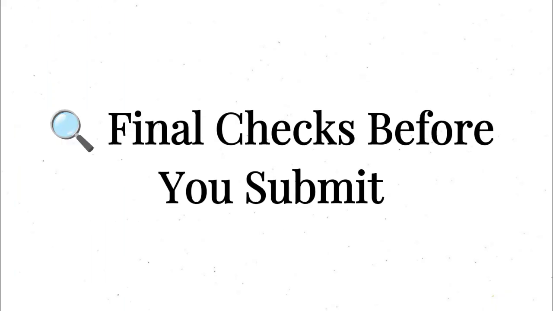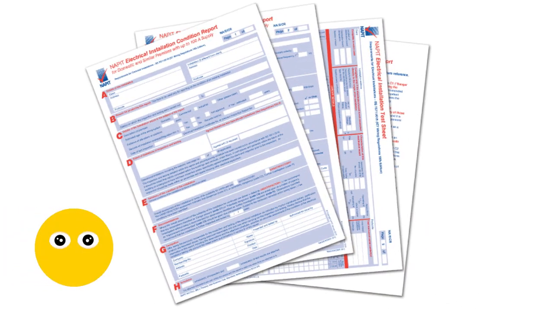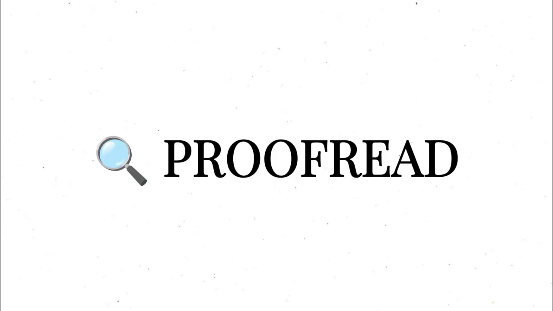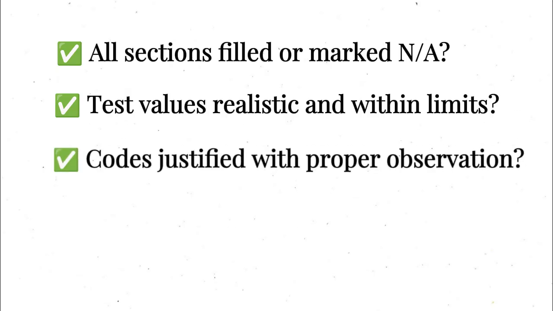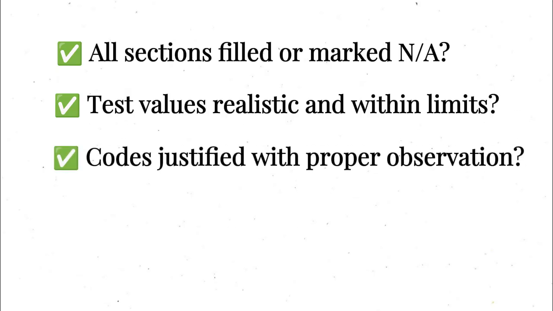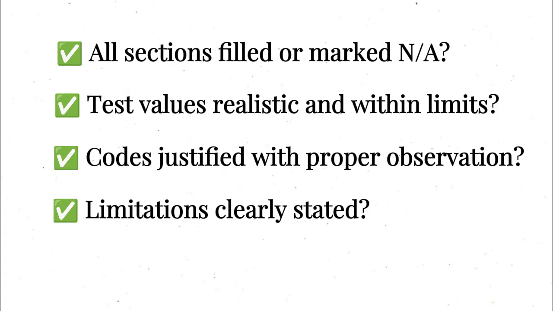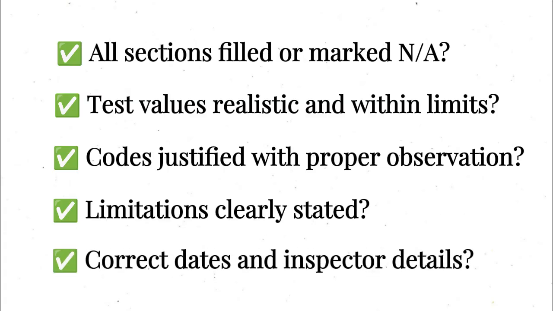Final checks before you submit. Before you hit print or email that PDF, give your EICR one last sanity check. Think of it as proofreading, but for Sparkies. Here's a simple checklist you can run through to avoid facepalms later. All sections filled or marked NA. Test values realistic and within limits. Codes justified with proper observation. Limitations clearly stated. Correct dates and inspector details.